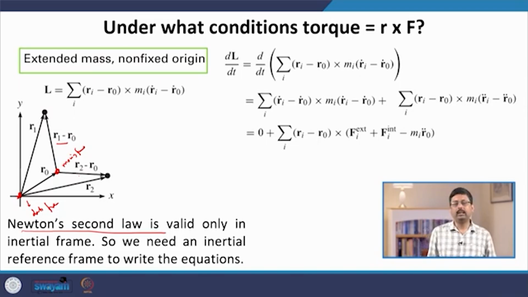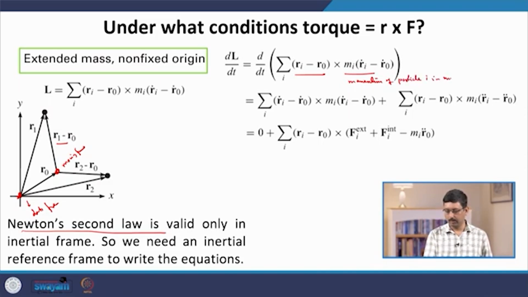We want to calculate the rate of change of angular momentum of this system of two particles in the moving frame. The first term is r_i minus R naught, the position with respect to the moving frame, times the momentum of particle i in the moving frame.